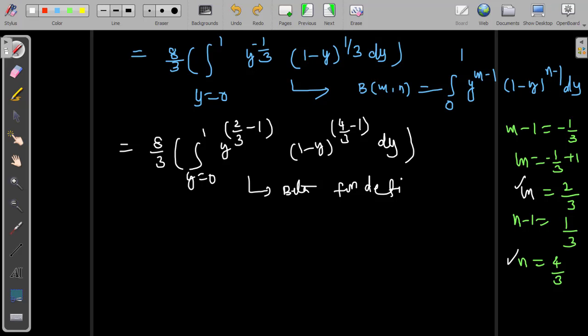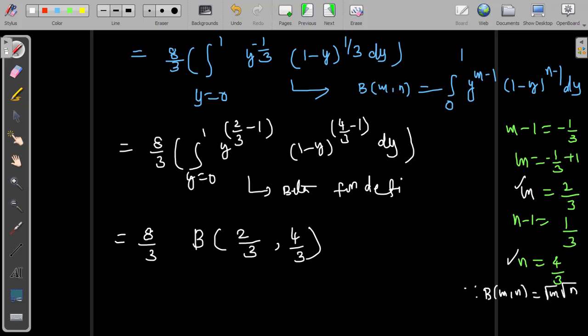Which means this will be equal to 8 by 3 times beta of, we have to write m comma n, means 2 by 3 comma 4 by 3. This is m comma n. Again we can extend this further by the beta gamma relation. What is the beta gamma relation? Beta of m comma n equal to gamma m times gamma n whole divided by gamma of m plus n.